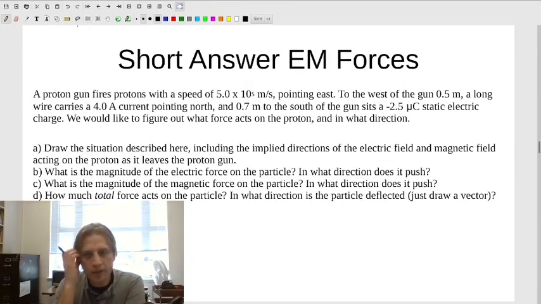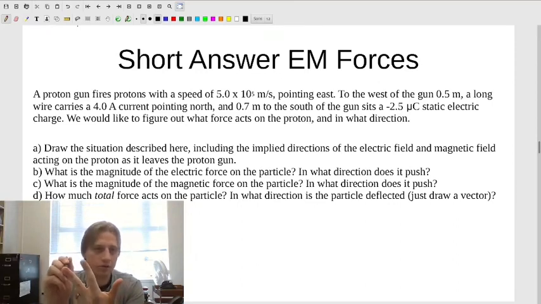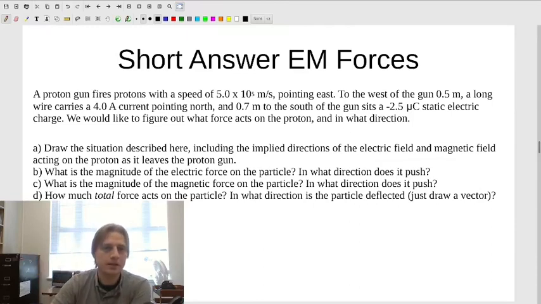Okay, now putting these together is the painful thing, but I think it is good because it helps us to remind ourselves. We're combining vectors, we're adding electric forces, we're adding magnetic forces. So let's take a look at this.